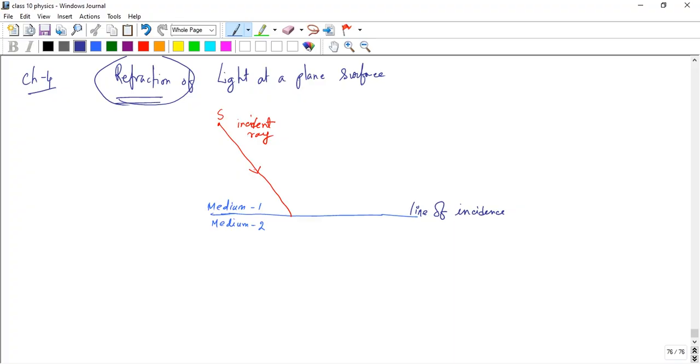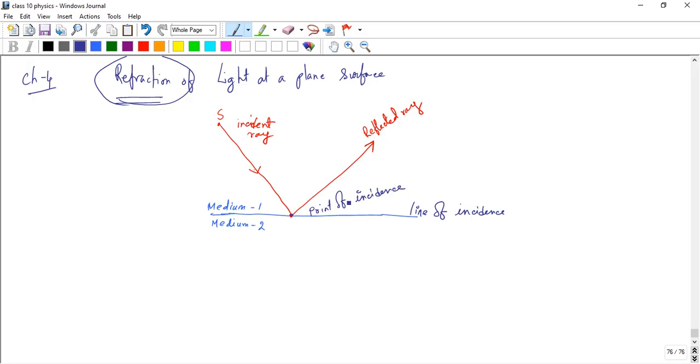After striking, the incident ray is reflected back into the same medium and is called the reflected ray, and this phenomenon is called reflection of light. This point is called the point of incidence.